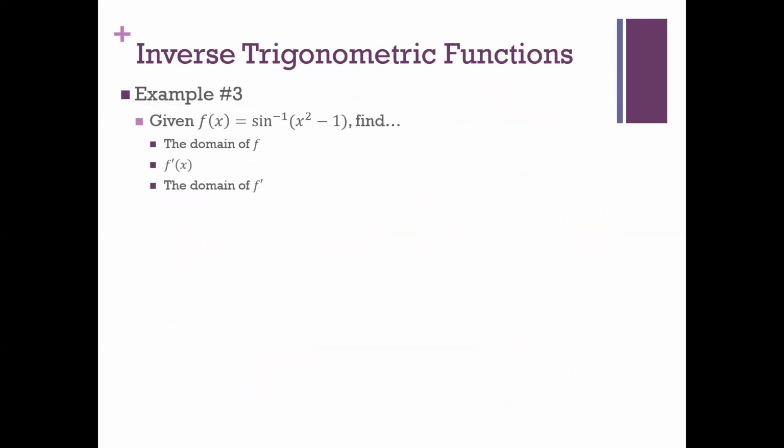All right, so what's the domain, first of all, of this function? The inverse sine of x squared minus 1. So just to give us a little layer of support here, I'm going to say that y is equal to x squared minus 1. So if I have the inverse sine of y, what kinds of things can y be?